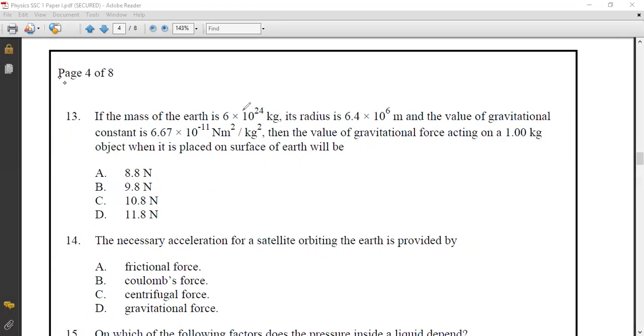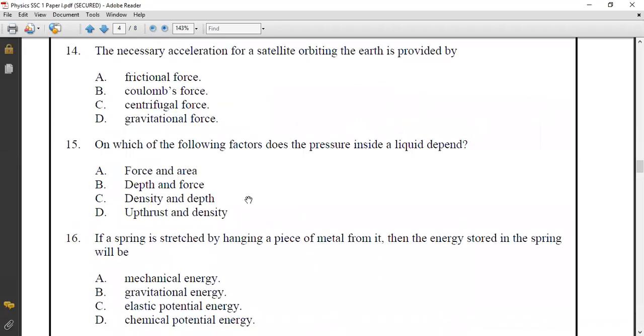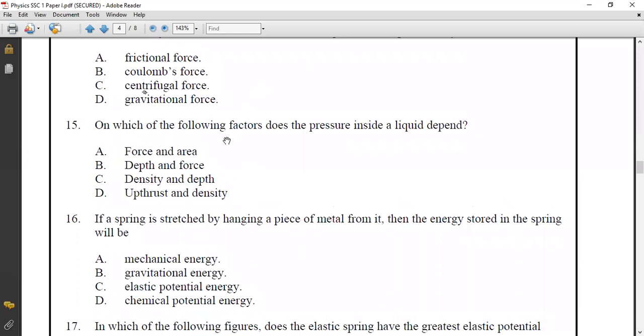So let's move to the other question, that is question number 15 and 16. This is our question from our chapter number 7, Physical Properties of Matter. On which of the following factors does the pressure inside the liquid depend?